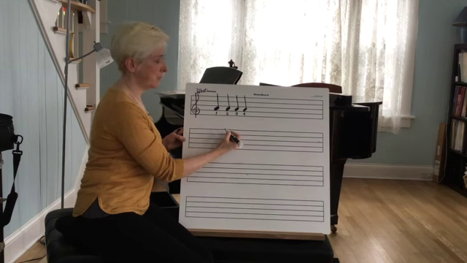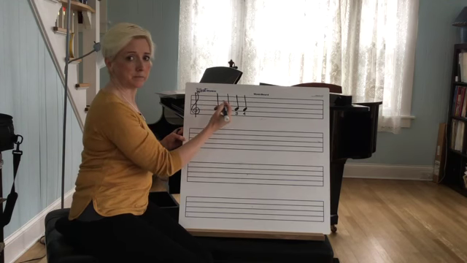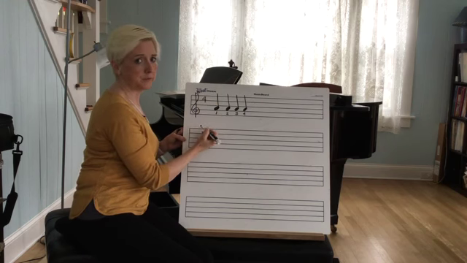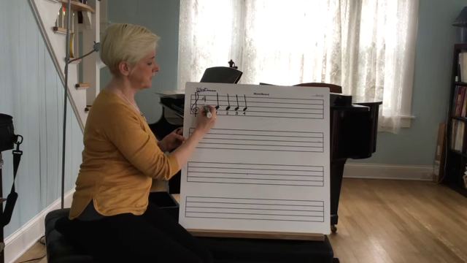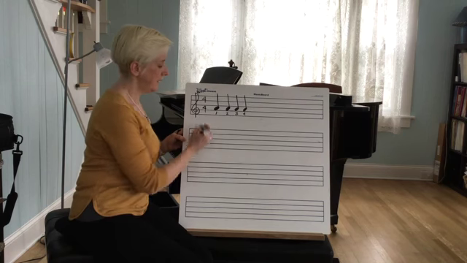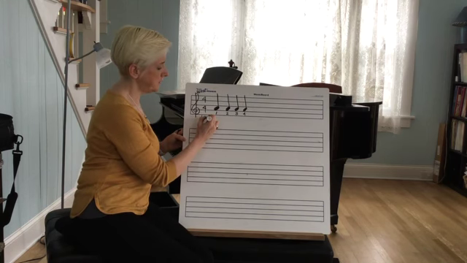And when I have 4 beats in my measures, I'm going to write a 4 on top, and the quarter note is getting the beat, so I'm going to write a 4 on the bottom. And this is called a time signature.